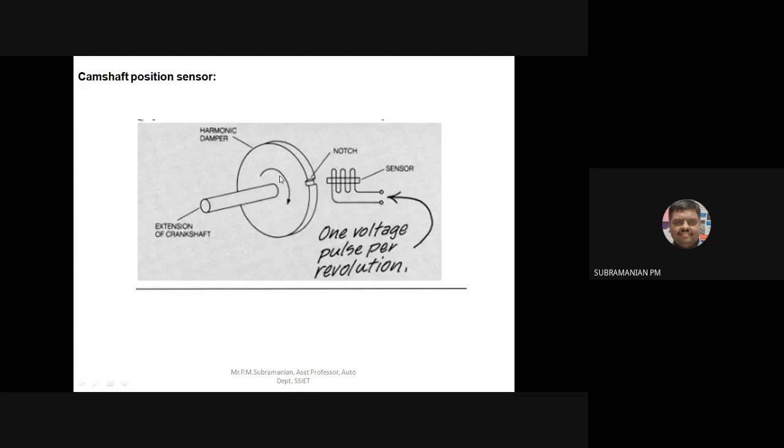That will be an indication that the piston reaches TDC before the expansion stroke is going to start, so that I can understand the cam position. Okay. So for one revolution, we will be getting one voltage pulse.